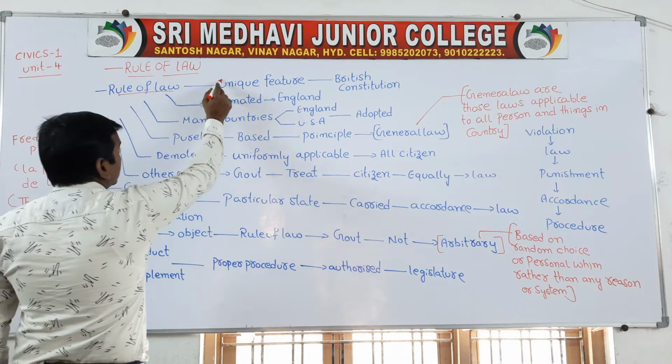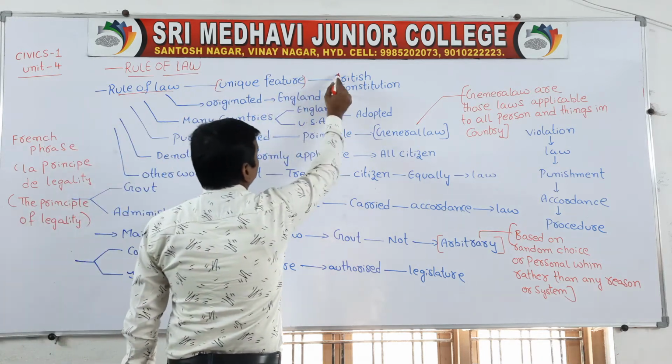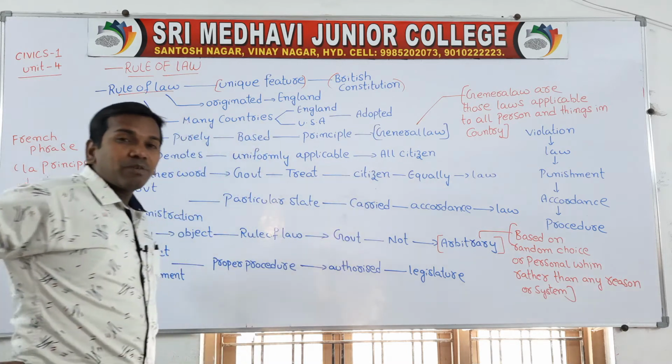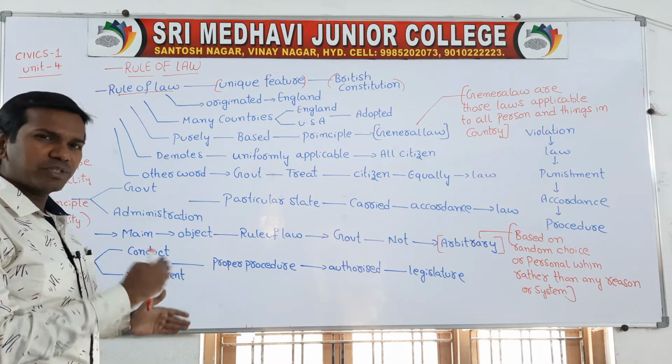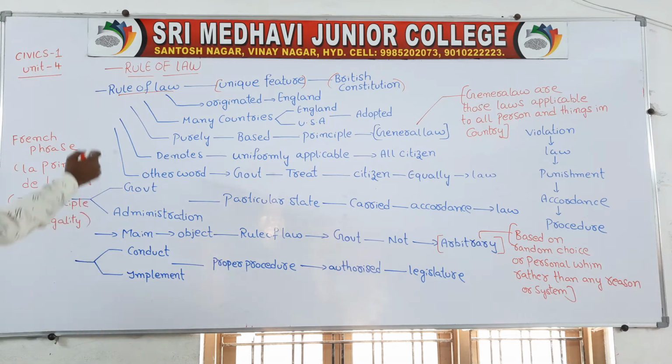Rule of law is one of the unique features in the British Constitution, quite different from others. The term rule of law originated first from the French press, where it was called la principe de légalité, which means the principle of legality.